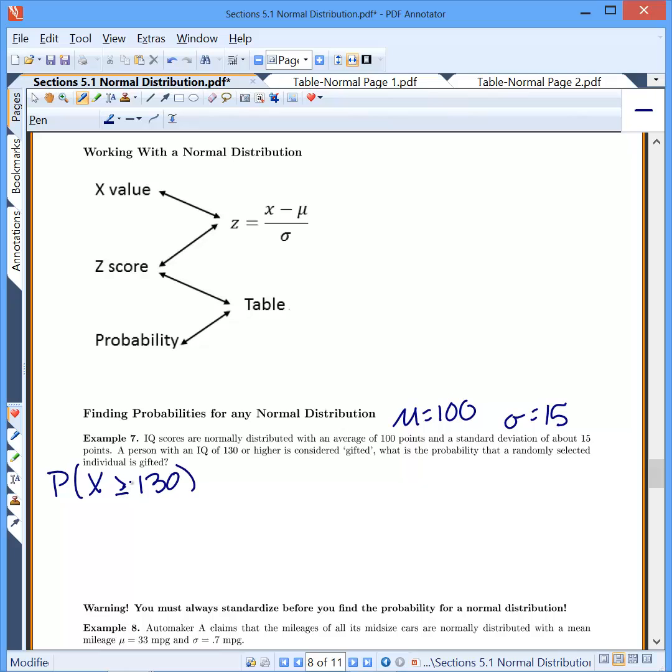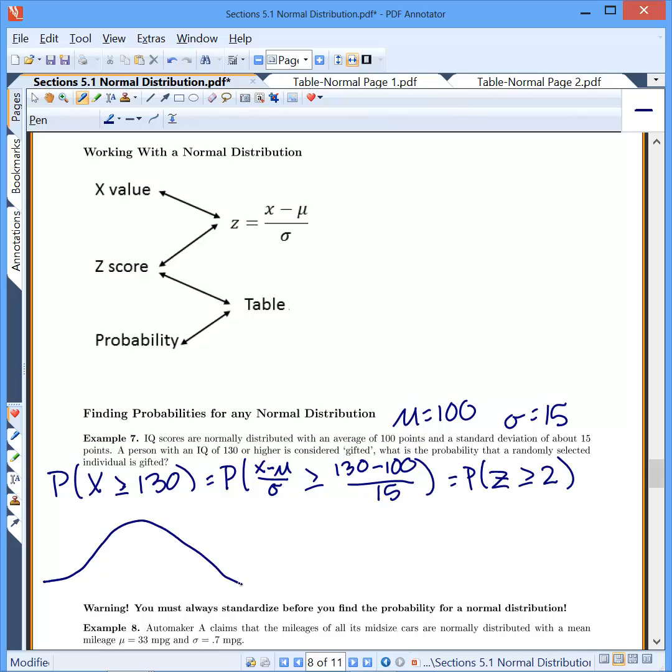First thing I need to do is change this to a z-value. The formula for z-value is that it's X minus the population mean divided by the population standard deviation. It is greater than or equal to 130 minus my mean of 100 over my standard deviation of 15. Now that I have my x minus mu over sigma, notice that is equal to z. So this changes now to the probability that z is greater than or equal to 2.